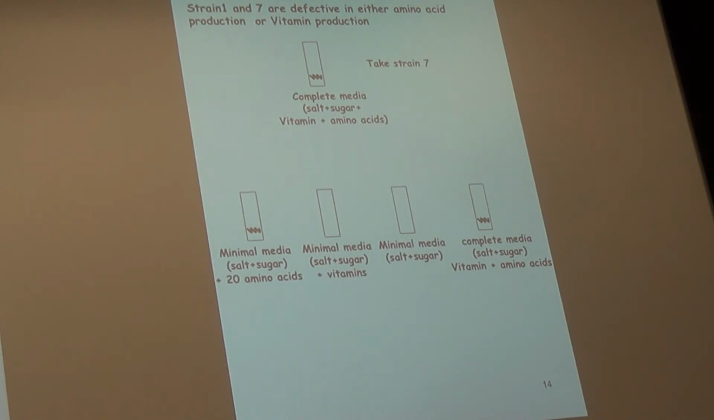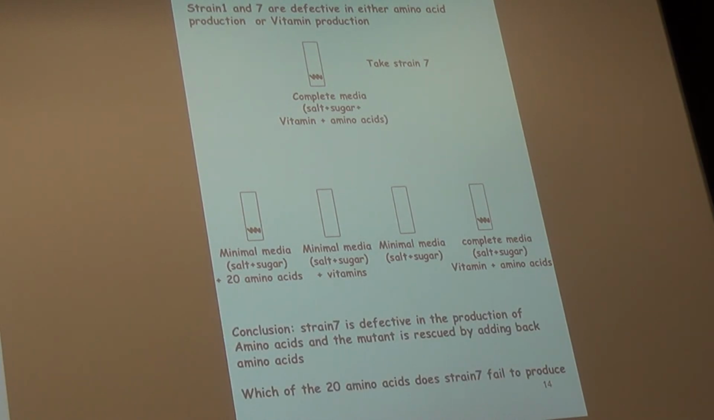But when you provide it with amino acids, the strain can grow. It's basically able to bypass the requirement because even though it's mutant for this pathway, when you provide the amino acids, it grows. And so the conclusion is that strain 7 is defective in the production of amino acids, and the mutant is rescued by adding back of these amino acids.